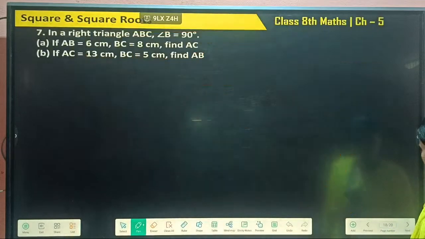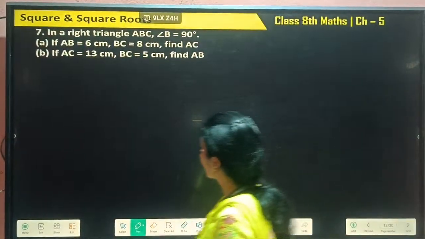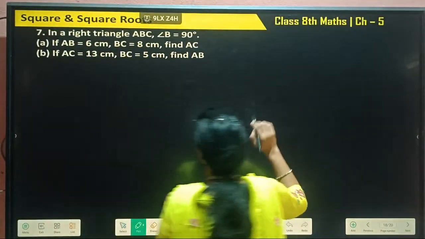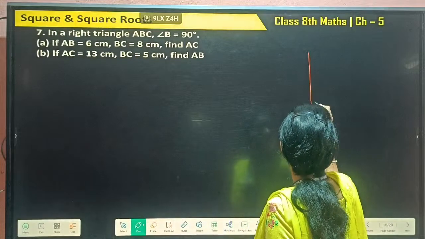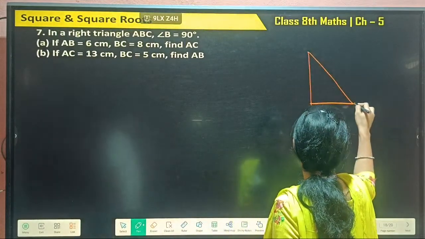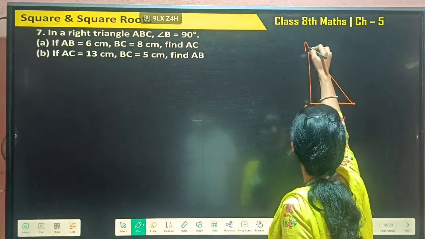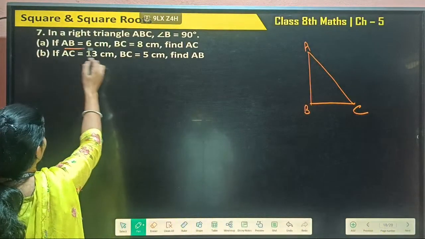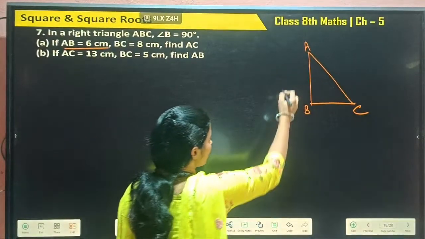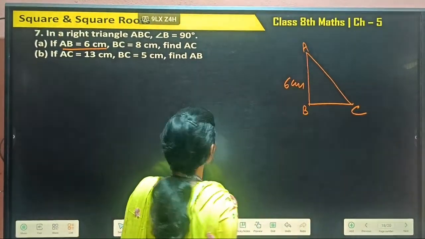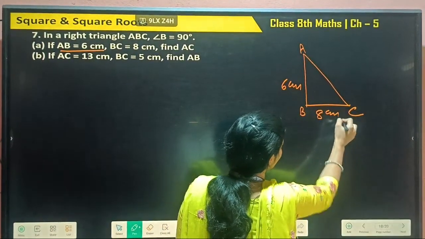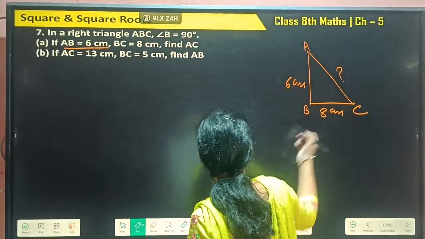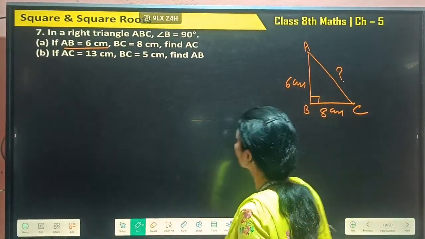Next question. Question number 7. In a right angle triangle ABC, right angled at B. Draw one right angle triangle. This is a right angle triangle, right angled at B. Now write A, B, C. If AB is 6 centimeter, BC is 8 centimeter, and find out AC. This AC we have to find out. It is right angled at point B.